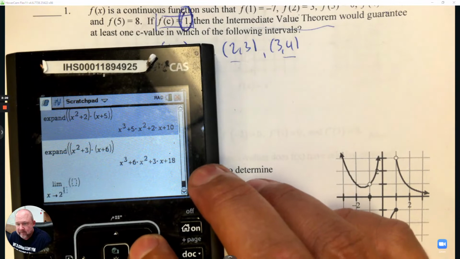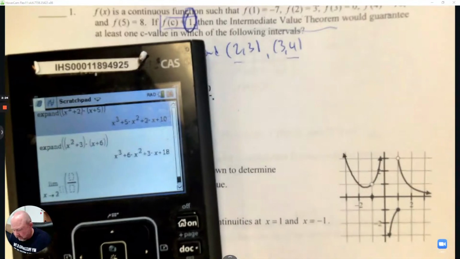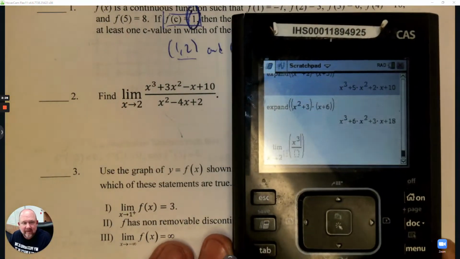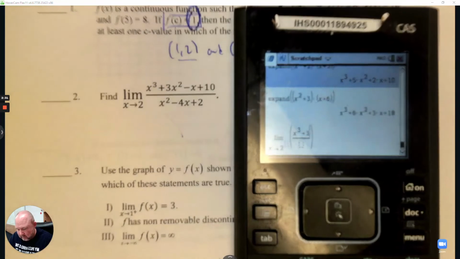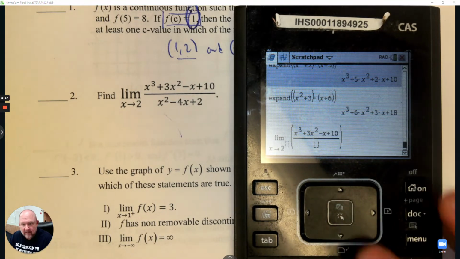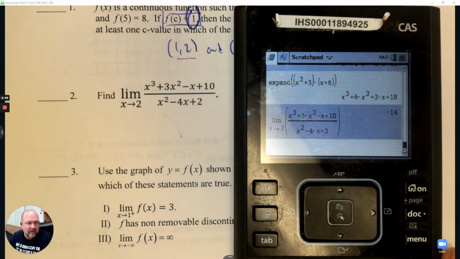So, control divide, you have a fraction, type in x cubed, so you can see it, plus 3x squared, subtract x, plus 10. In the denominator is x squared, subtract 4x plus 2. And you have your answer, -14.